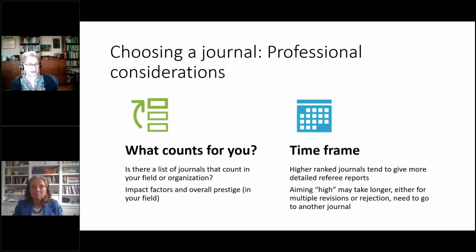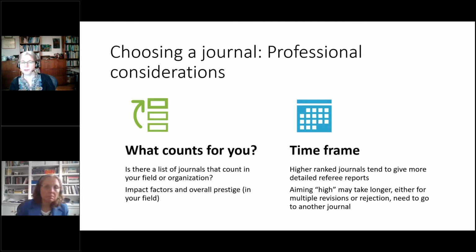The next thing in choosing the journal is some professional considerations. What counts for you? Is there a list of journals that are really seen as the top 5 or top 10 in your field or in your organization? That might be shaped by the impact factors and the overall prestige in your field.